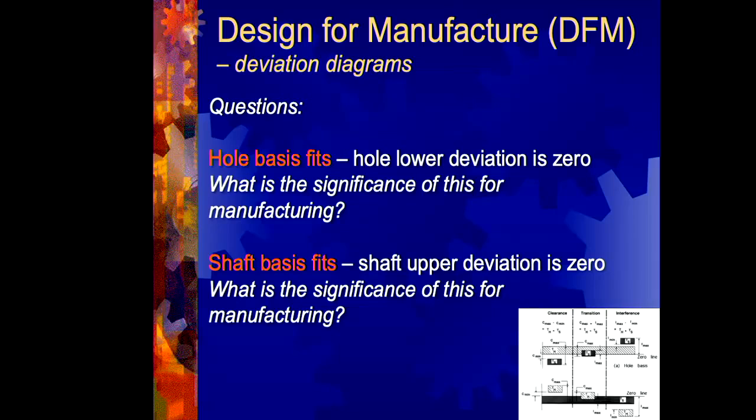Questions? I will answer these questions, of course. The whole lower deviation is set at the 0 point, or the base dimension, when we've got a hole basis fit. There's an implication of that for manufacture. We can do the shaft basis fit as well, and we tend to have the shaft upper deviation as 0. So capital H or lowercase h will have a capital H 0 or a lowercase h 0 for one or the other.